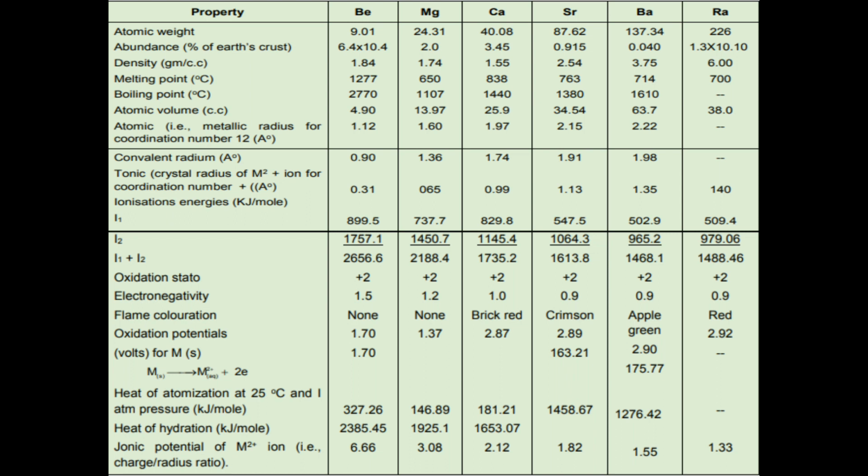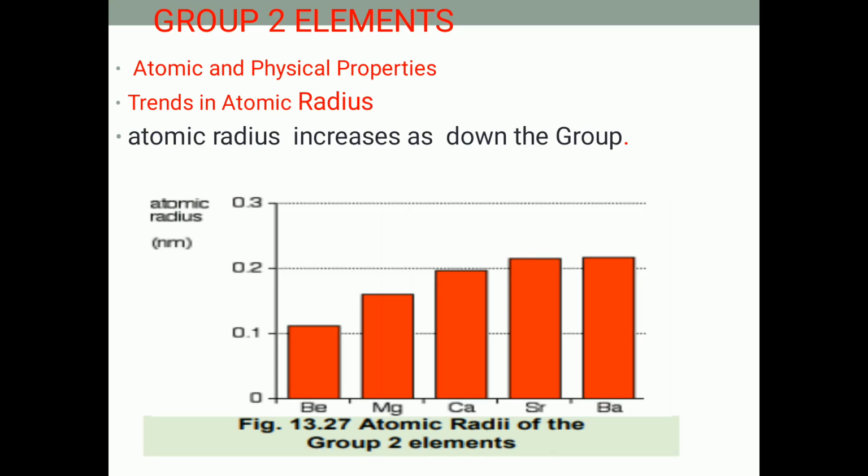Trends in atomic radius. Atomic radius increases down the group. You can see in this graph that from beryllium to barium, atomic radii are increasing.